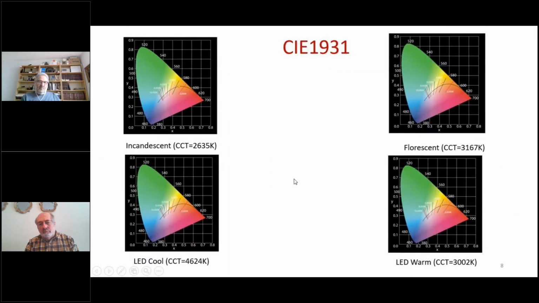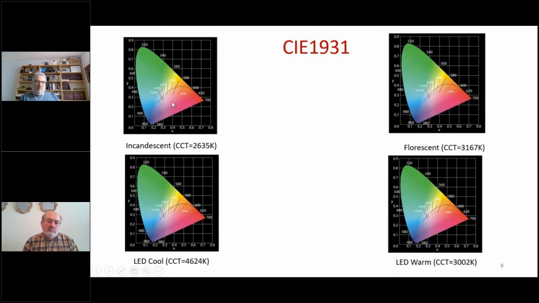All right. Next, we are talking about the CIE 1931. What does this show? Basically, this is the chromaticity diagram. Each light source has a certain coordinate on this diagram. For example, this is the point for the incandescent light, and its coordinates are 0.46 and 0.4. The curved black line shows the black body curve. These perpendicular lines are showing the CCT lines.